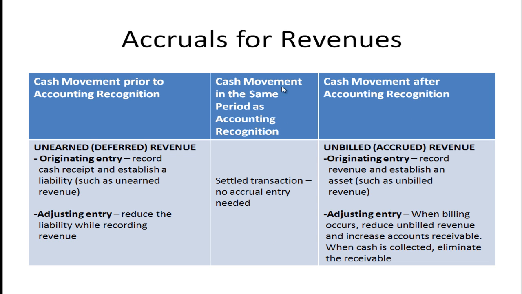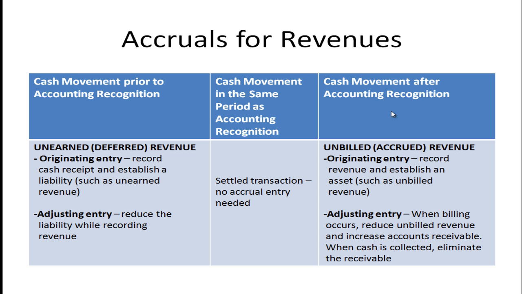Okay? If the cash movement's in the same period as the accounting recognition, then there's no adjustment that needs to be made because everything happened in the same period. We paid for it and we recognized it in the same period, or received the money in the same period. So there are no adjustments that need to be made.